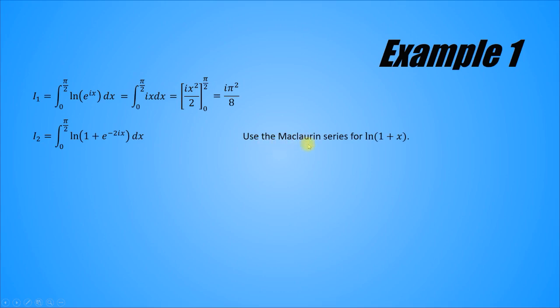We're going to use the Maclaurin series for the natural log of 1 plus x to get a series representation of the integrand. So here's the Maclaurin series for ln of 1 plus x. And note the similar forms of the arguments of these two logs. This is 1 plus x, this is 1 plus a complex exponential. It's the similarity in those forms that is exactly the reason why I decided to use this technique.